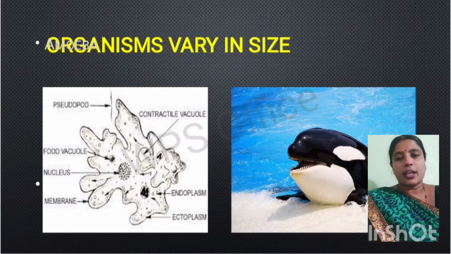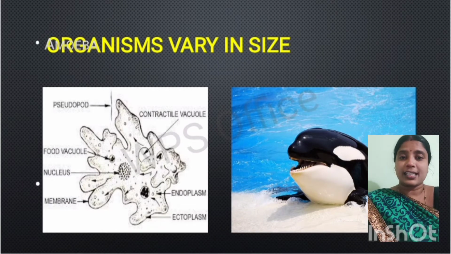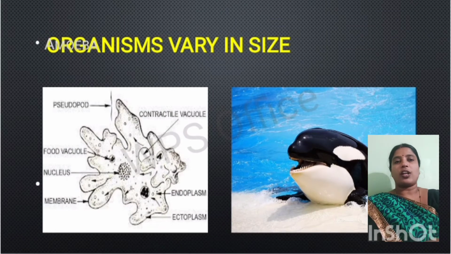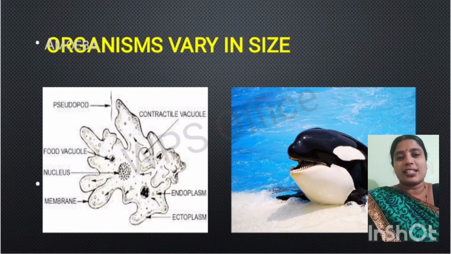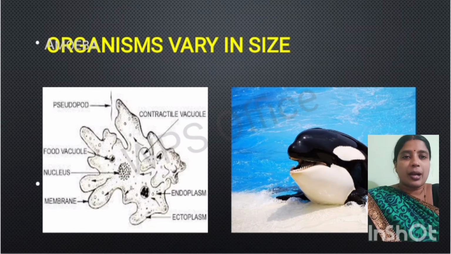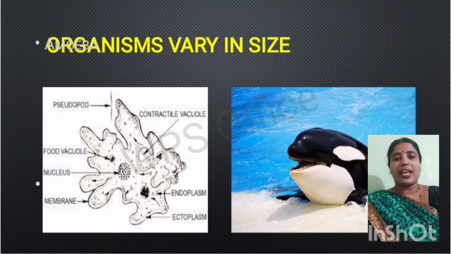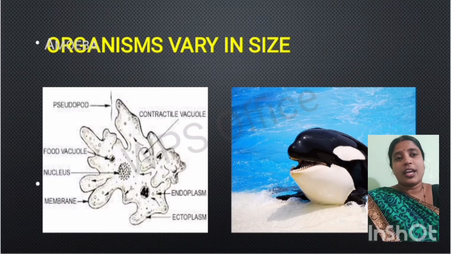Even though these microorganisms are not visible, they still exist, and this existence can be felt. One such example of a microorganism is the amoeba, which you can observe here in this slide. On the left-hand side you have an amoeba, which is unicellular, having only one cell, and on the right-hand side you have a whale. This whale is very large in size, but both organisms have their existence.